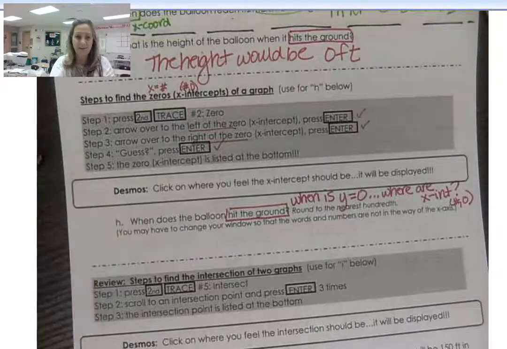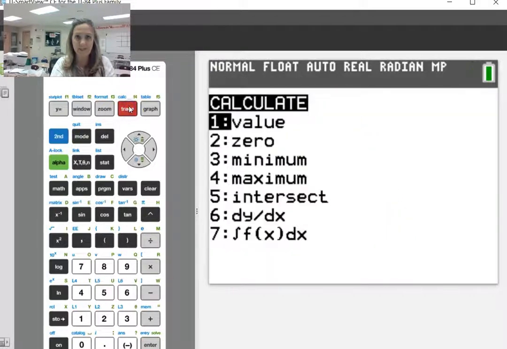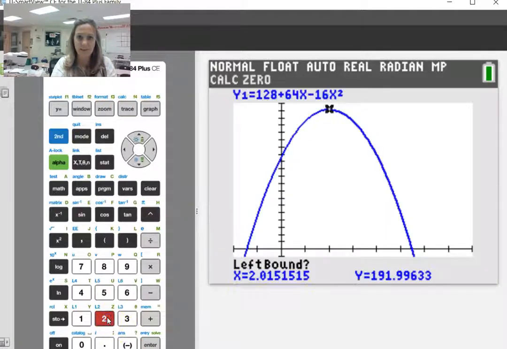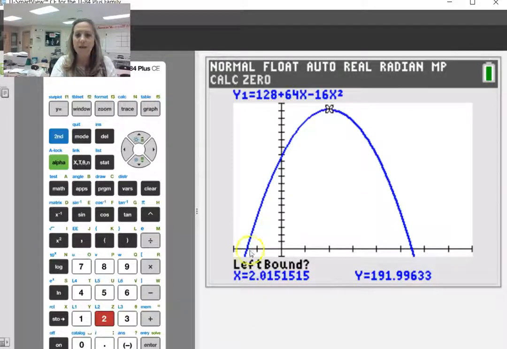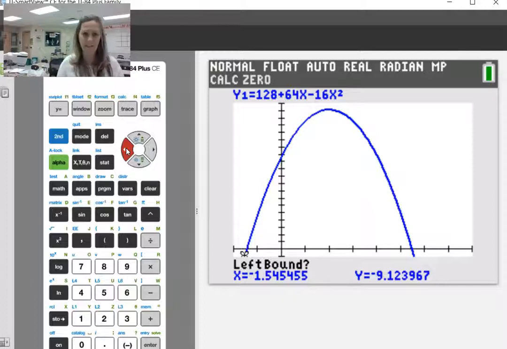So let's go back to the graph and try that. If I go to the graph, I can again follow step 1, hit second, trace, and then number 2 is a 0. So I know there are 2 x-intercepts. Just for practice, I'm going to move to the left and right of each. I'll start with the one on the left. I'm going to move way over here to the left. And notice that to move to the left of the 0, I did need to see that axis a little bit. So that's why I left that buffer in the y-min.